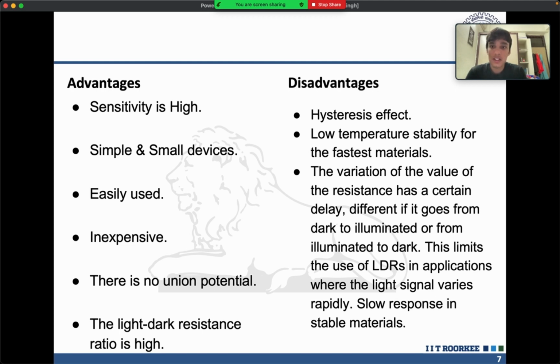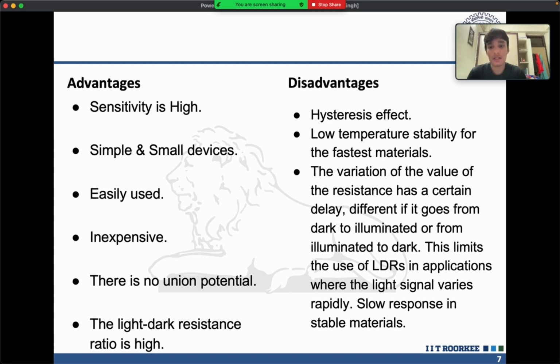And now we'll see what are the advantages and disadvantages of a light dependent resistor. So the sensitivity of a light dependent resistor is very high. Even if we change the light intensity by a bit, the resistance changes by quite a large value. So it is very sensitive. It is very simple and the device is very small, and it can be used very easily because the resistance simply depends upon the light intensity falling on it. So it is very easy to use.